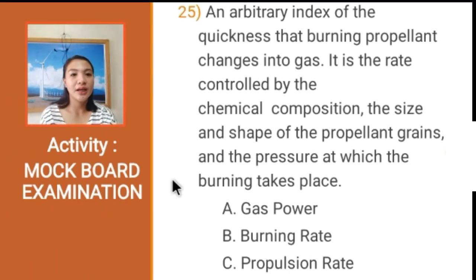Twenty-five. An arbitrary index of the quickness that burning propellant changes into gas. It is the rate controlled by the chemical composition, the size and shape of the propellant grains, and the pressure at which the burning takes place. A. Gas. B. Burning rate.